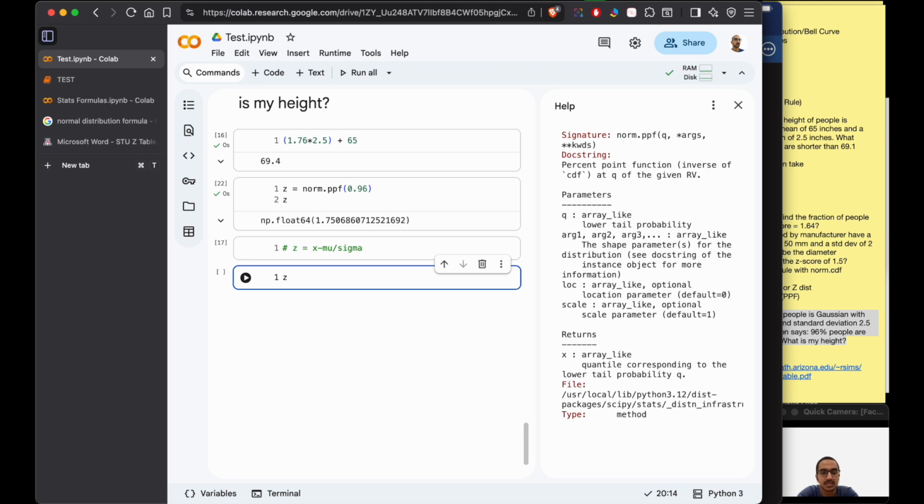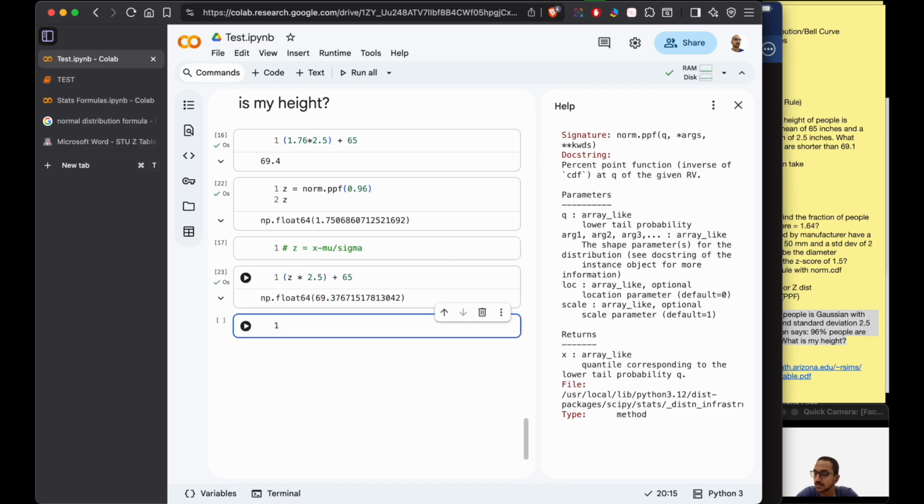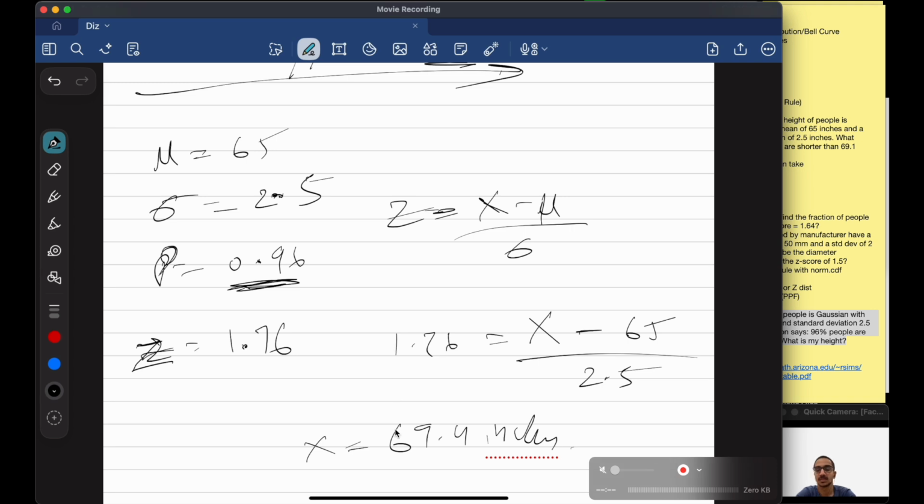Let me just put it directly. So z times our sigma, which is 2.5, plus 65, and that gives us 69.37, which is 69.4 rounded. We get exactly the same. So that's how you compute PPF.